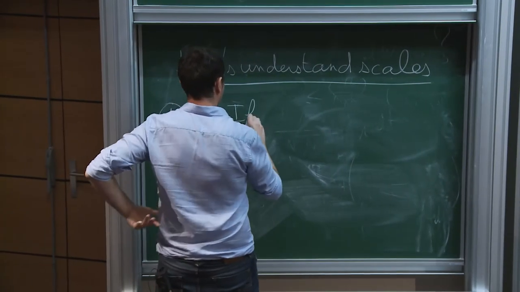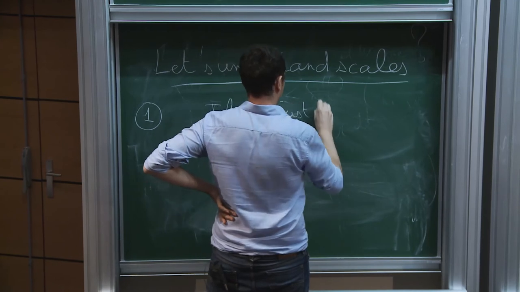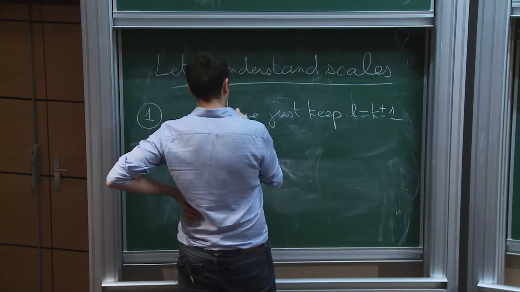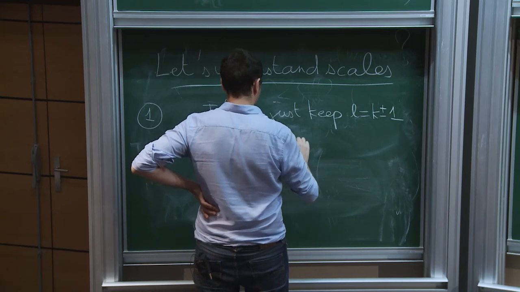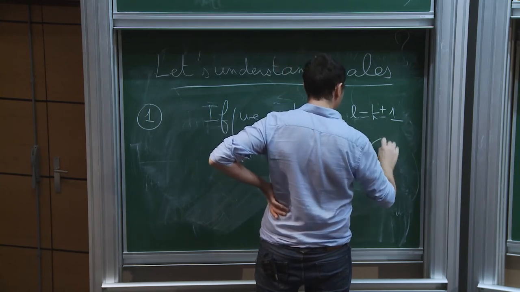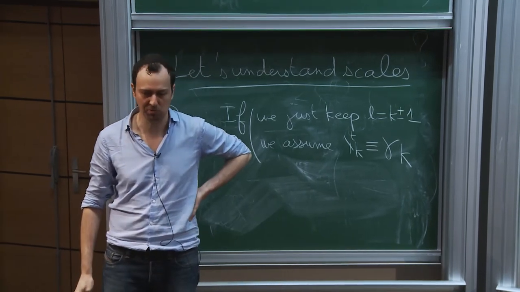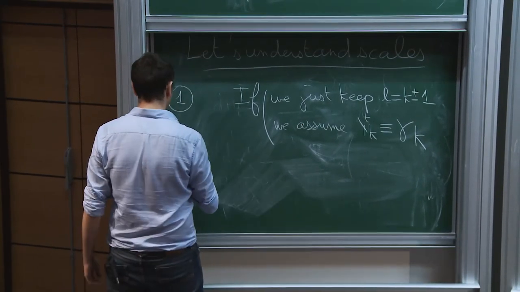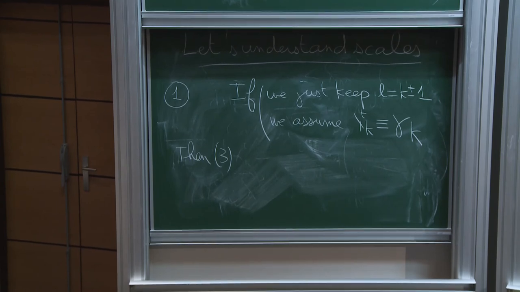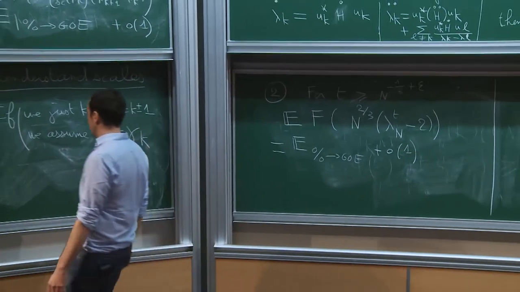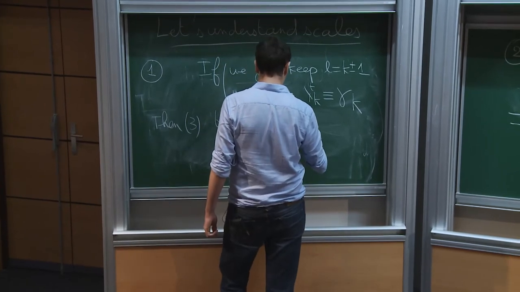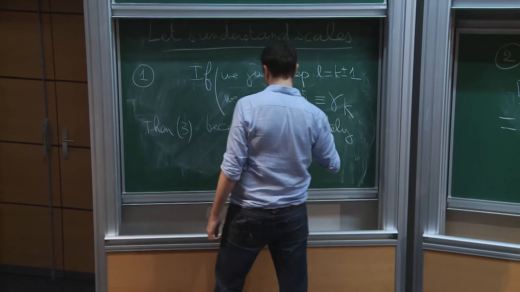So if we just keep l equal k plus or minus 1, and we assume that lambda k at time t is always equal to gamma k, which is obviously completely wrong, but by rigidity we know it's not too far. Then my equation, let's call it 3, looks like a discrete Laplacian. This is approximately in the bulk.